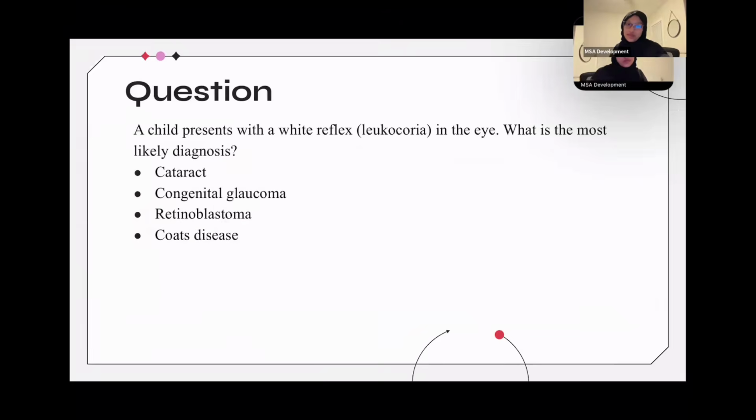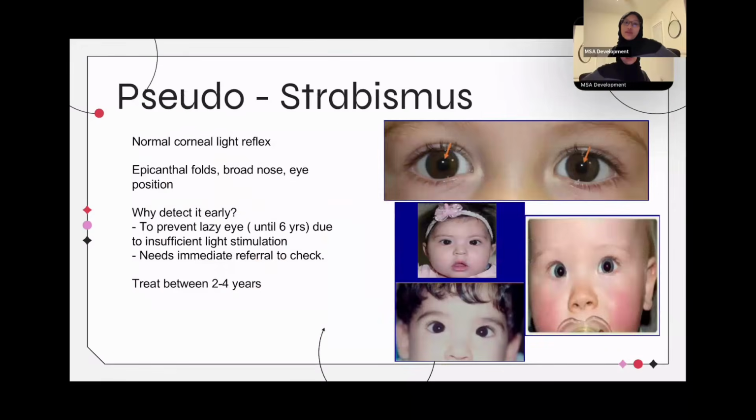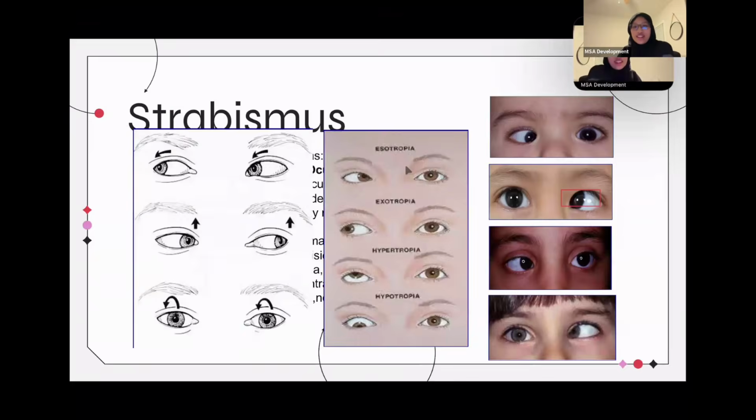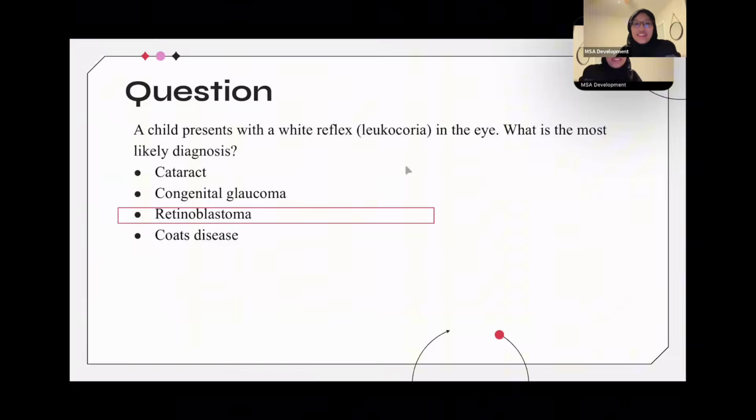Okay, I remember I had it somewhere. Yeah, this one. Dacryocystitis is these three. Dacryo is the tear gland thingy.